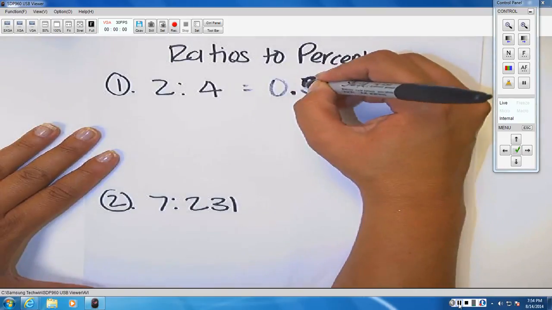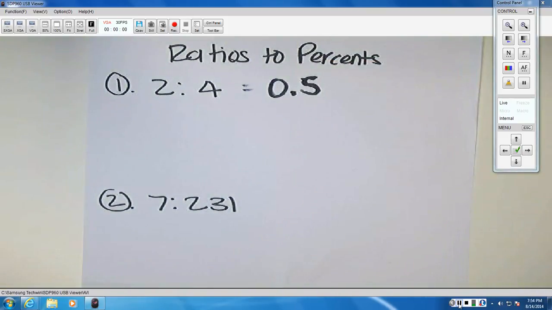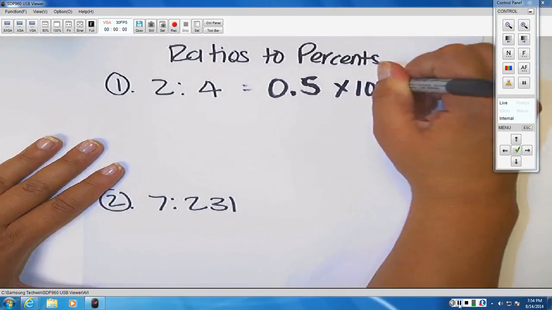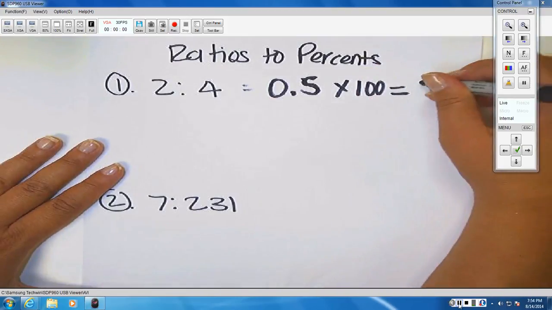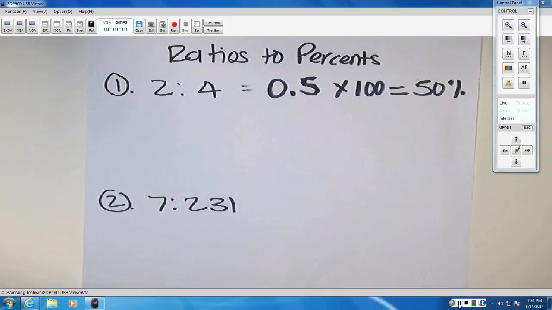Now, to turn this 0.5 into a percent, I have to multiply that by 100. You know, percents are always in 100s. So I'm going to take 0.5, multiply by 100, and that's going to give me 50%. Don't forget to label it with your percentage sign.